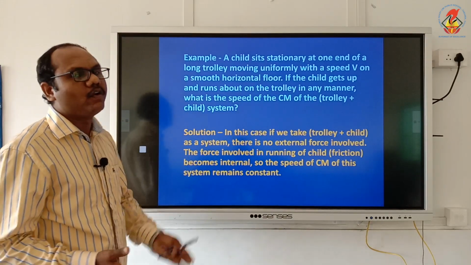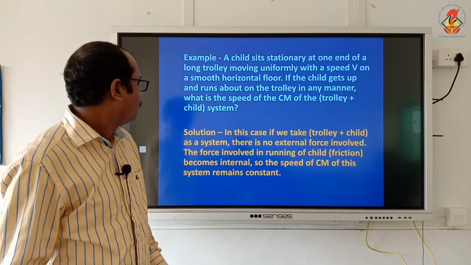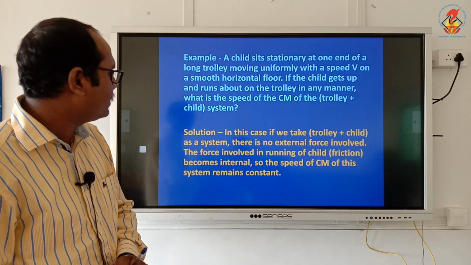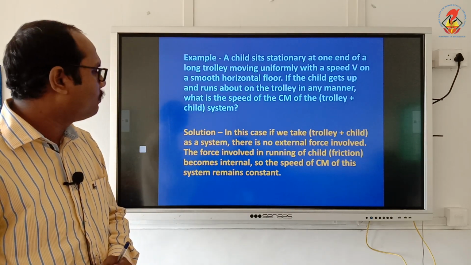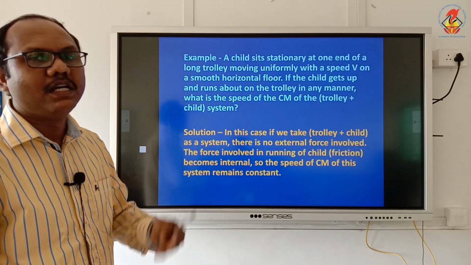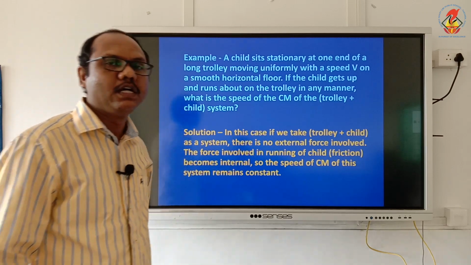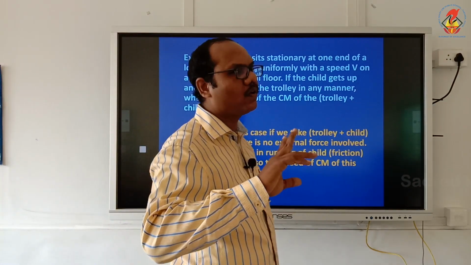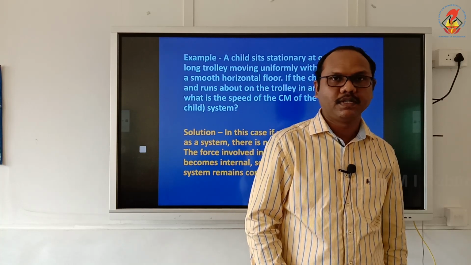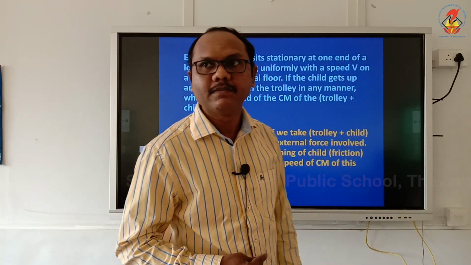So, if no external force acts on the body, velocity remains constant. In this case, if we take trolley plus child as a system, there is no external force involved. So the force involved in the running of the child becomes internal, therefore the speed of the center of mass of the system remains constant. So even though the child is moving inside the trolley, the center of mass of the child-trolley system will remain constant. This is another example of the law of conservation of momentum. Okay, please take it down.